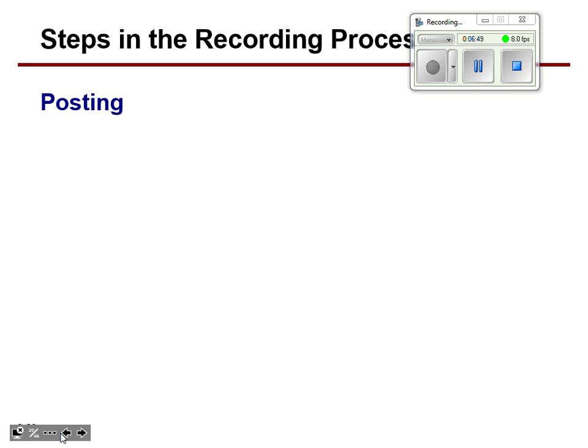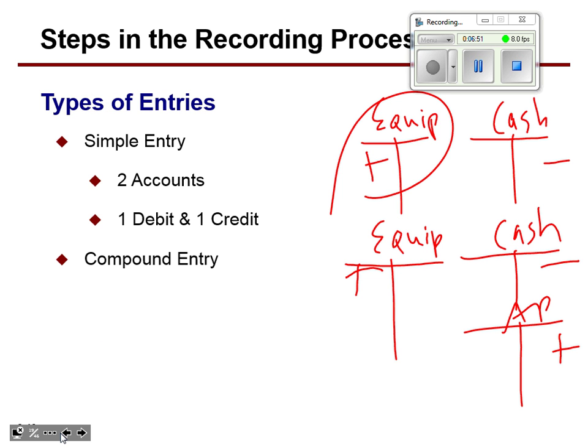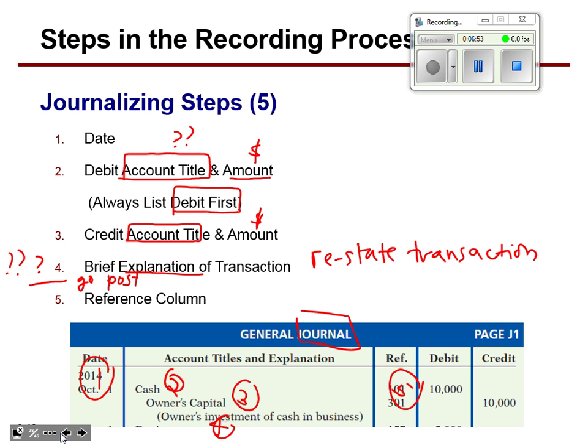Posting is a new idea to you. I think you understand this journalizing thing. Even though you haven't done it, you see it's there, okay? And I've been talking about it for a week. We haven't actually had the act of journalizing yet, but we've talked about it quite a bit.